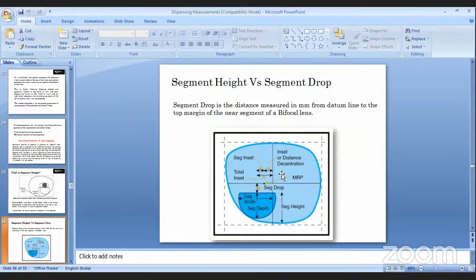Some people measure segment height, whereas some people measure segment drop. Both give you a similar measurement. The difference is that segment drop is the distance measured in millimeters from the datum line to the top margin of the near segment of the bifocal lenses. If you look at this figure, this is the vertical length of the spectacle lens, and the line passing through the center of this vertical aperture of the lens is known as the datum line. The distance between this datum line and the segment top is known as the segment drop.